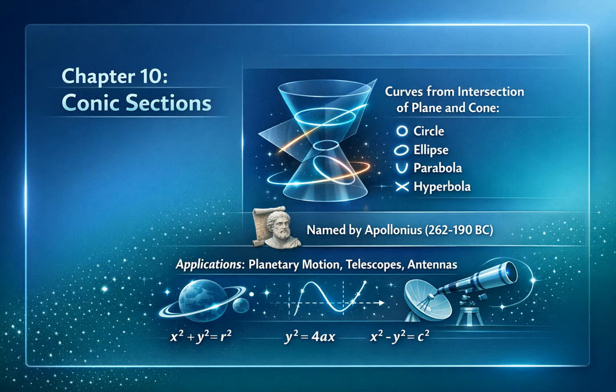Welcome to Chapter 10, Conic Sections. These beautiful curves, circles, ellipses, parabolas, and hyperbolas, are obtained when a plane intersects a double-napped cone. The Greek mathematician Apollonius named them around 200 BC. These curves have remarkable applications. Planetary orbits follow ellipses, satellite dishes use parabolas, and hyperbolas guide navigation systems.